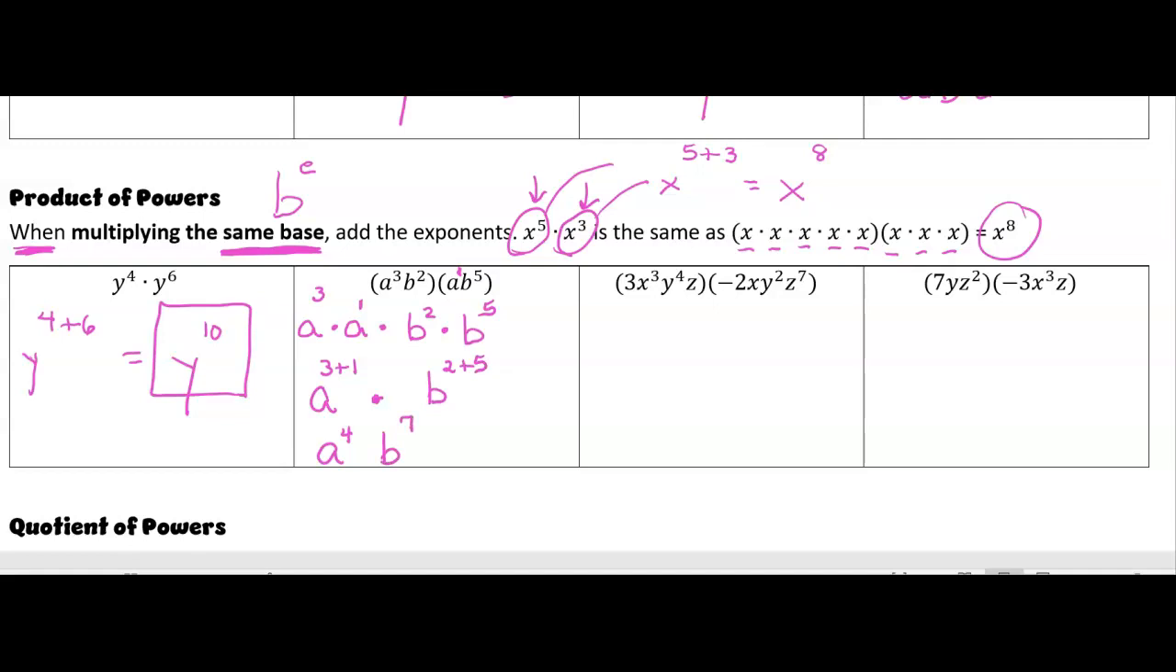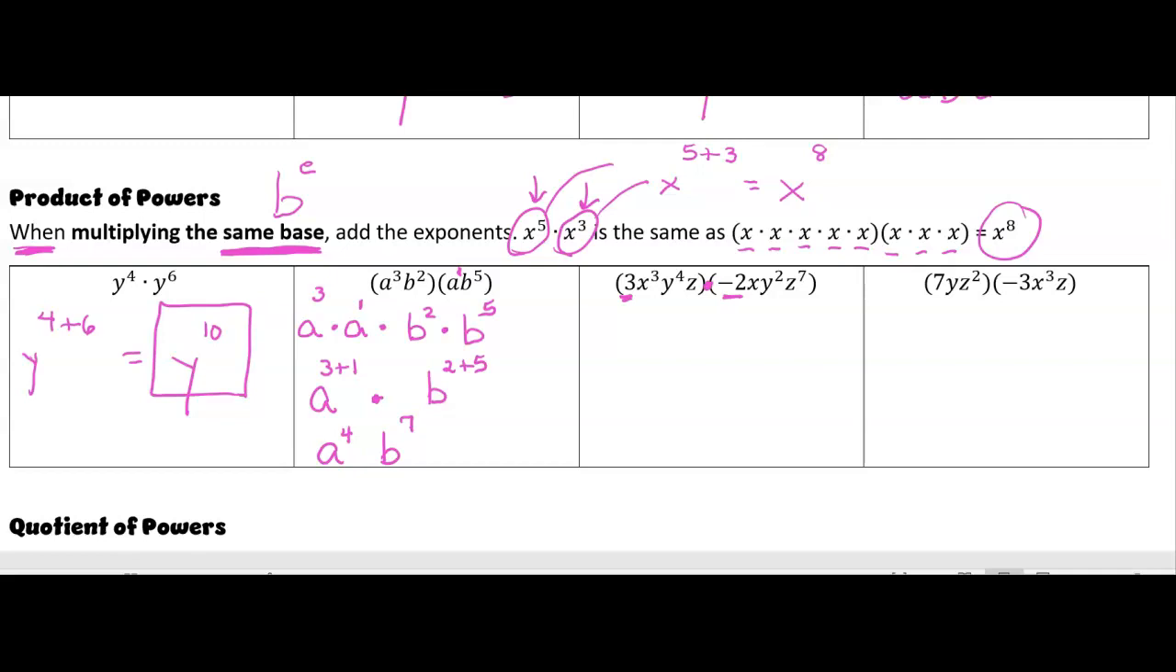So we would get A to the fourth, B to the 7th. So long story short, you're just going to add your powers when you multiply. You keep the same base, you add your powers. Here in the next example, the third example over, we've thrown in a whole number. Now, whole numbers you just do like you normally would do them. You're just multiplying. Parentheses mean to multiply.